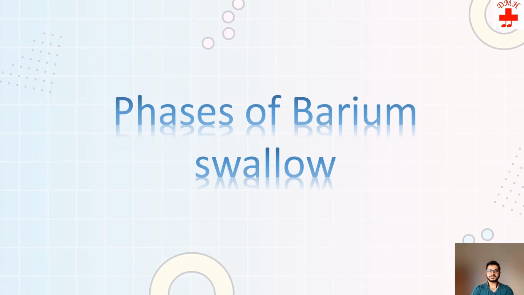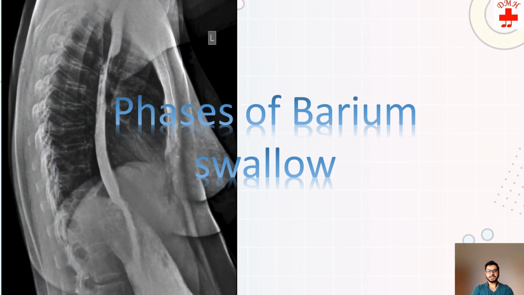So, what are the phases of barium swallow? We have three phases of barium swallow. Phase one is the full contrast phase. Here, we ask the patient to take 2 to 3 sips of barium liquid and quickly take 2 to 3 swallows, so that a column of air is also swallowed with the contrast. In phase one, the barium bolus can be seen completely filling the esophagus.